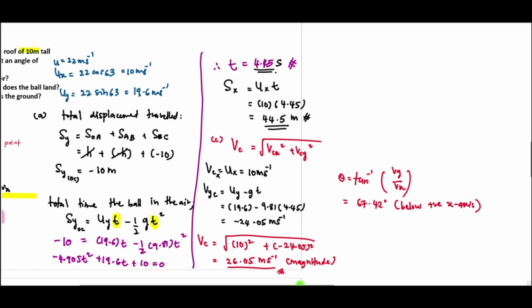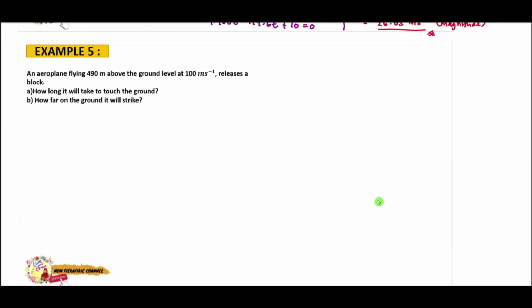So, let's proceed to question number 5. Okay, so question number 5. So, let's read the question first. We have an aeroplane flying 490 meter above the ground level at 100 meter per second. Release a block. Okay, so ini cerita pasal object projected horizontally. Okay, so tak ada apa-apa angle.